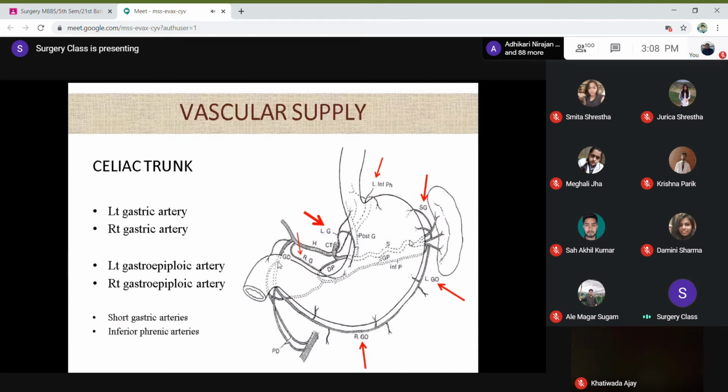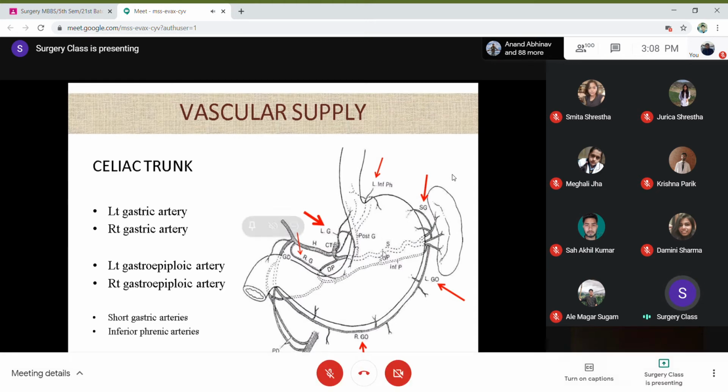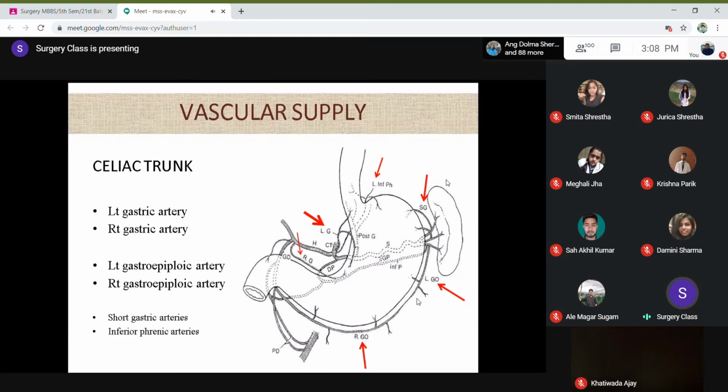And from the gastroduodenal artery, you can see there is a right gastroepiploic artery. And you can see there is a splenic artery here, which gives rise to a dorsal pancreatic artery. The splenic artery again gives rise to the left gastroepiploic artery. So the right gastroepiploic comes from the gastroduodenal artery, and the left gastroepiploic comes from the splenic artery. And the gastroduodenal goes behind the pylorus and the first part of the duodenum.